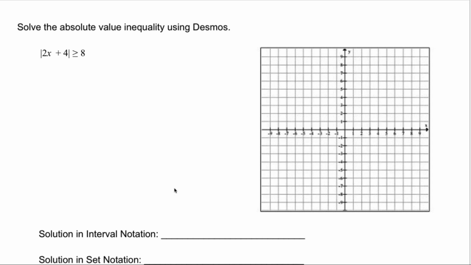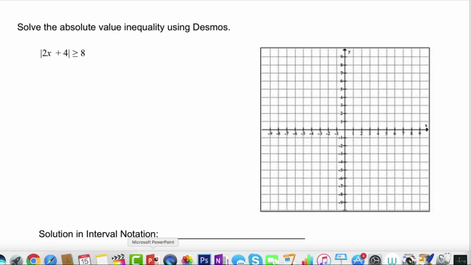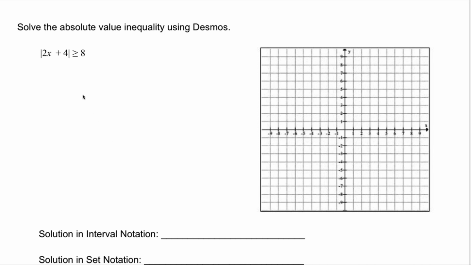Okay, for this next problem, instead of graphing by hand and making a table, we're going to use Desmos, an online graphing utility, and we're going to graph and solve this. So the previous problem, we looked at a function, and in Desmos we're going to do the same thing. We're going to let the left side be the function f of x, and we're going to let the right side be the function g of x.